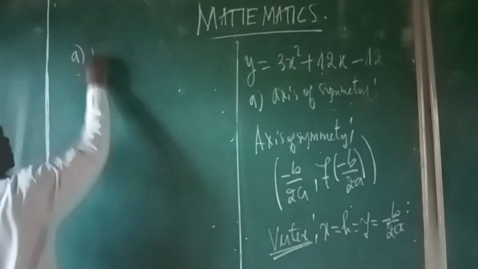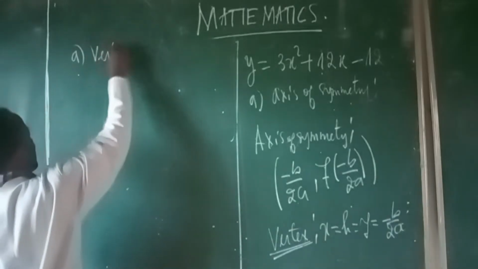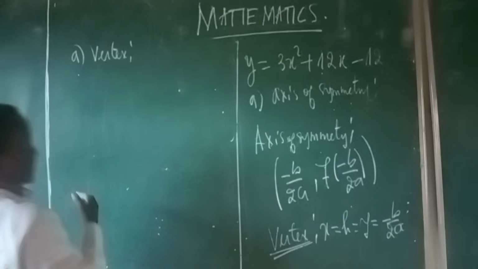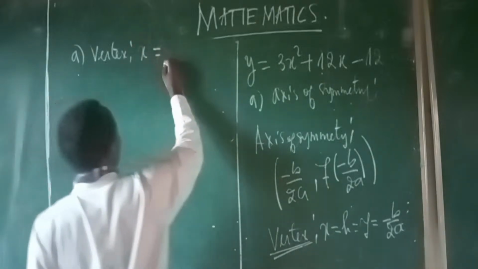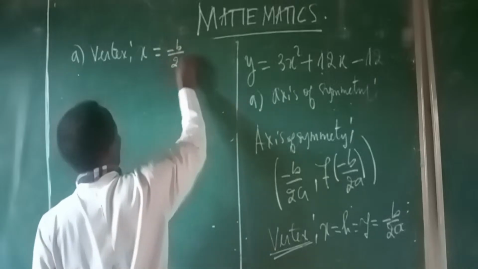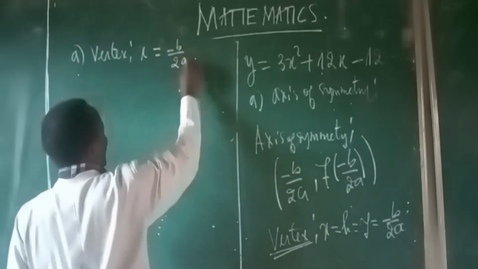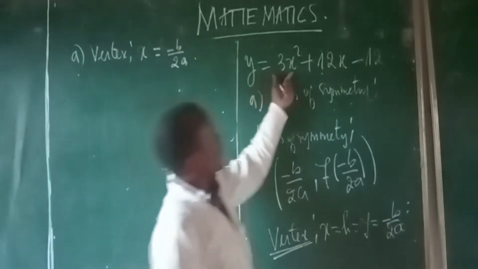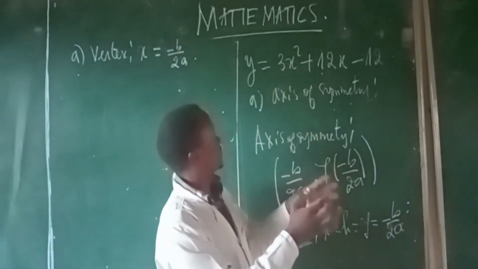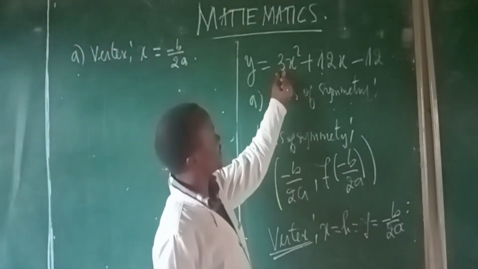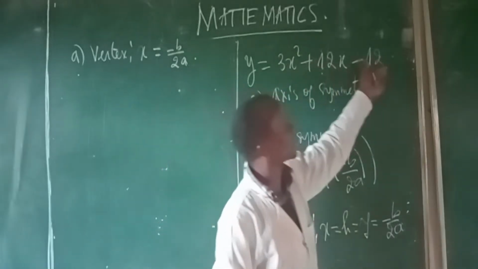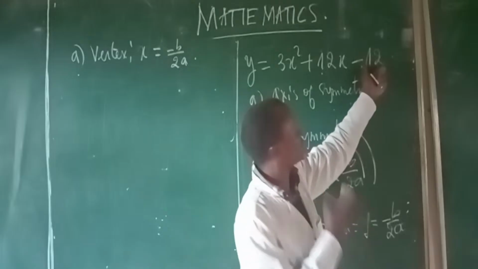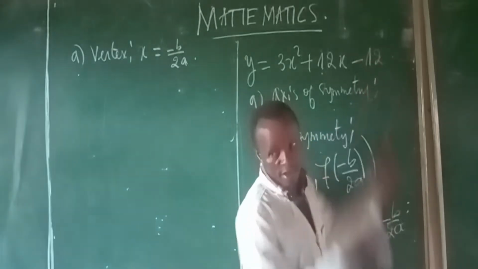So now what? The vertex, as I told you, is x, which is minus b over 2a. So in our quadratic equation, you see we have different coefficients, where we have 3 on x squared, and 12 on x, and this last constant, which has no variable.